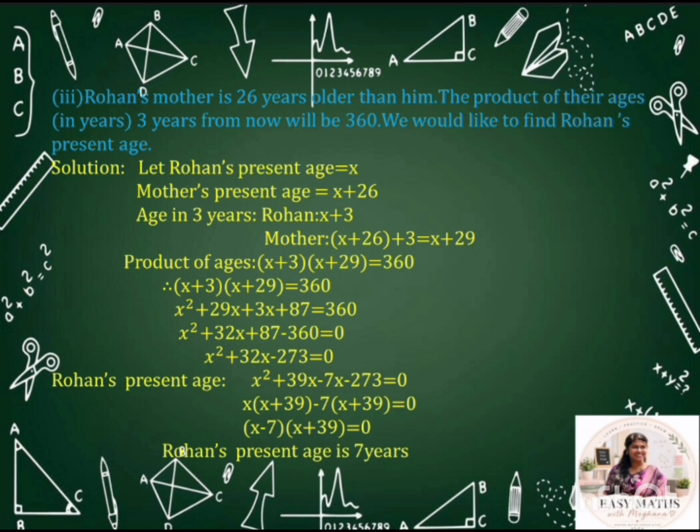Now product of the ages are taken as x plus 3 into x plus 29 is equal to 360. If you multiply, you will get the expression as x square plus 29x plus 3x plus 87 is equal to 360. Therefore x square plus 32x plus 87 minus 360 is equal to 0. Therefore x square plus 32x minus 273 is equal to 0. To find Rohan's present age, we have to solve the equation, that is x square plus 39x minus 7x minus 273 is equal to 0. Then you will get x is equal to plus 7, that is Rohan's present age.